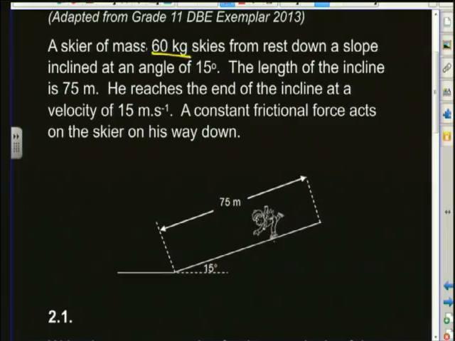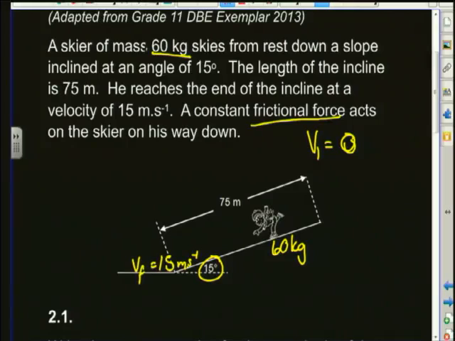60 kilogram skier. All right, so he's 60 kilograms. He skis from rest, which means Vi equals 0, down a slope, an incline of 15 degrees. The length of the incline is 75 meters, already written. He reaches the end of the incline at a velocity of 15. And then they tell you, constant frictional force acts on the skier on the way down. If there's a frictional force and he's moving, that means it is kinetic friction.